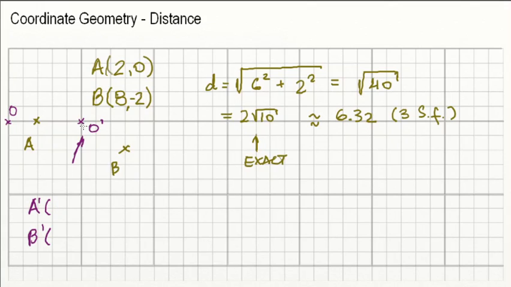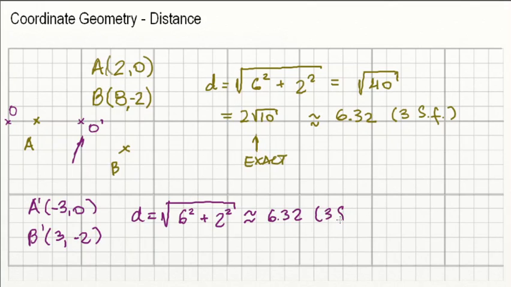A prime here now is 3 units to the left, and y is still 0. B prime here is 3 units to the right, and y is minus 2. If we calculate our distance, change in x is still 6, and change in y is still 2. So this will give us the same result as before. So the frame of reference should not matter. If it matters, then there's something wrong in your solution.